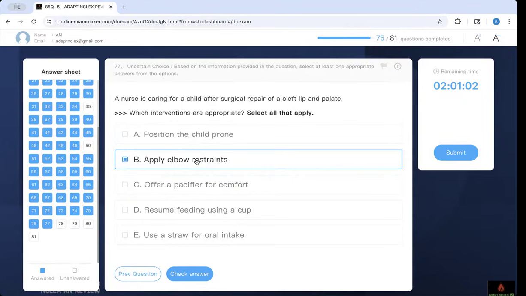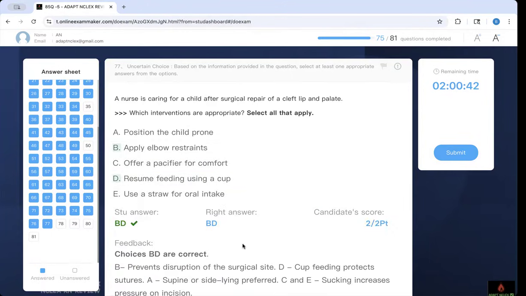Pacifier is not good. They should drink from a cup. It doesn't require sucking. And they should use a straw for intake. No, because they're going to suck on it. The one they need.